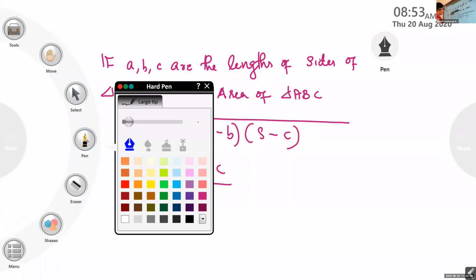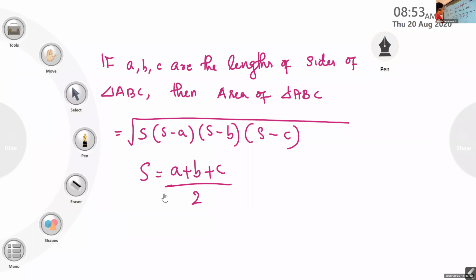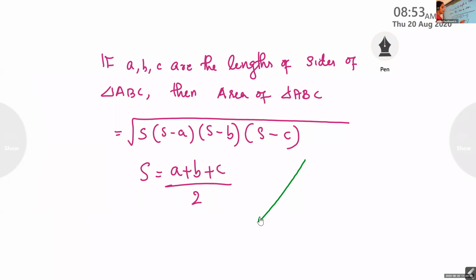Okay, children, you draw that triangle also. It is a scalene triangle. All sides are different. The side lengths are A, B, and C, and this is triangle ABC. Note down that triangle also.